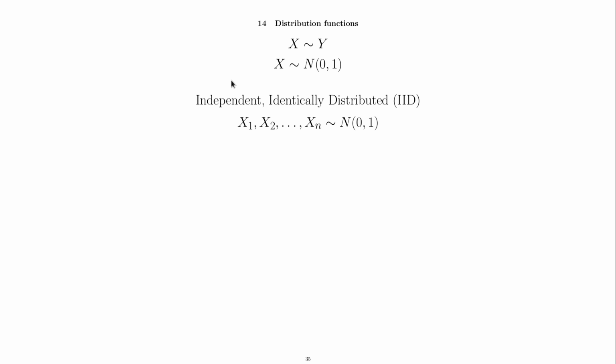Which brings us now to a very important point I want to make about distribution functions. When you start working with multiple random variables that aren't vectors, you have this notion of independent, identically distributed, or IID random variables. In this case, x1, x2, all the way up to xn are distributed as normal 0, 1 random variables. And it means that they don't have any interaction between each other. There's no conditional probability for any of them. And this is very useful.